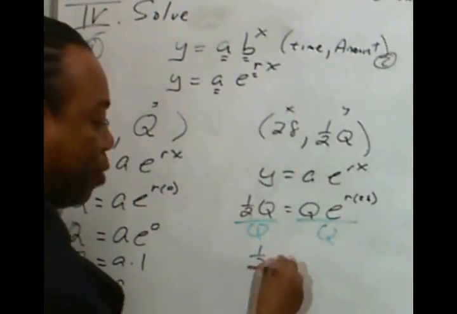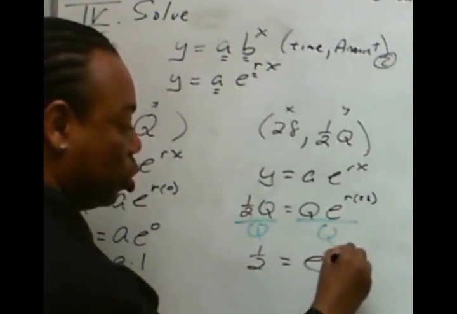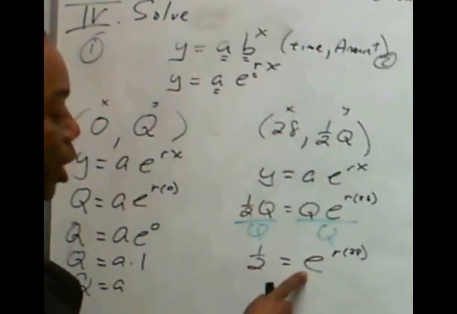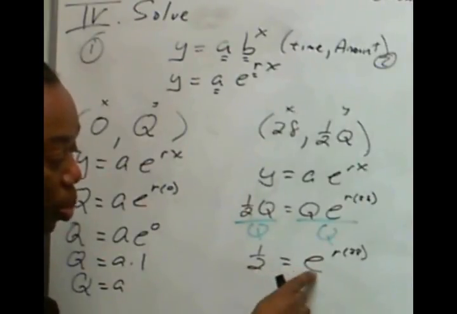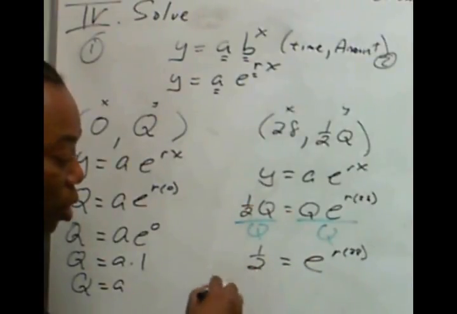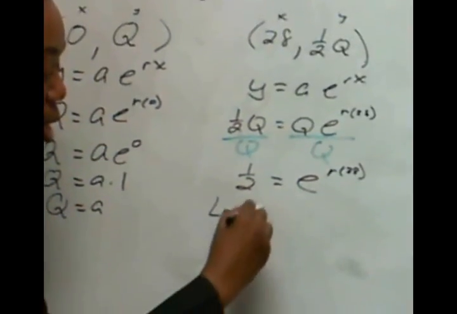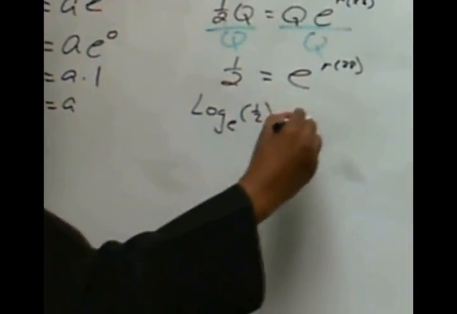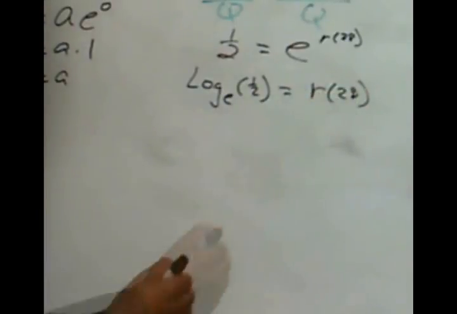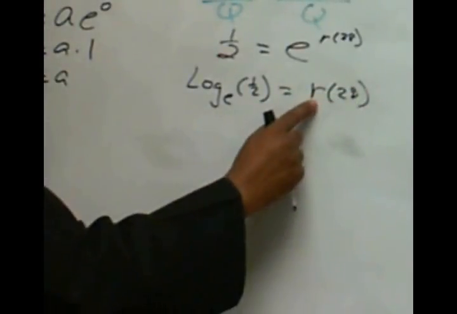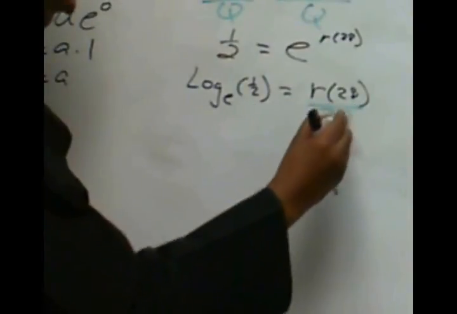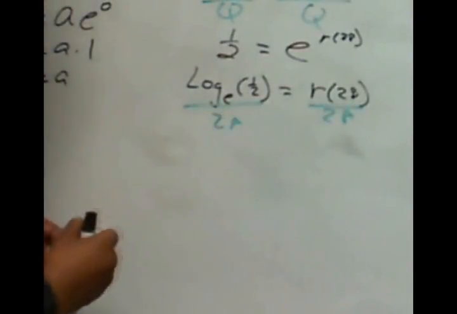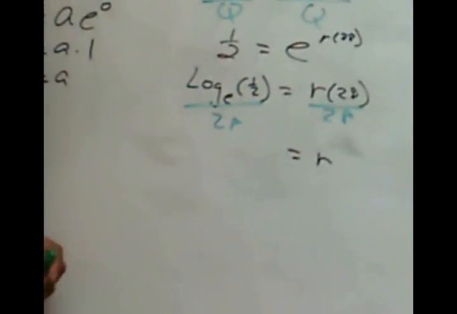And that gives us 1/2 equals e to the r times 28. Next, we'll get rid of the e by turning this into a logarithmic problem. So we'll put the base here together with the answer 1/2. So log base e of 1/2 will now equal r times 28. Now there's one step left to get the r by itself, to divide both sides by 28. So I divide both sides by 28, and now I have r.